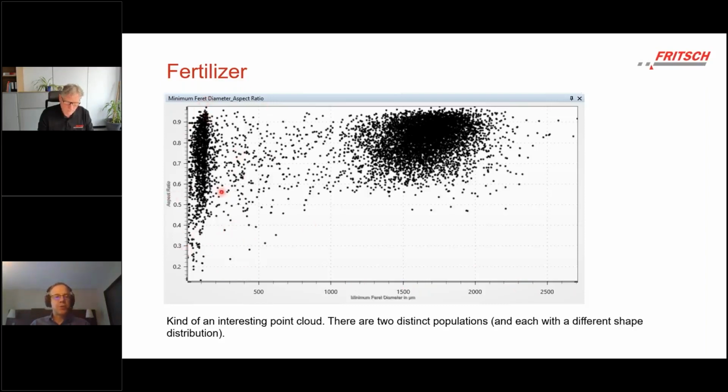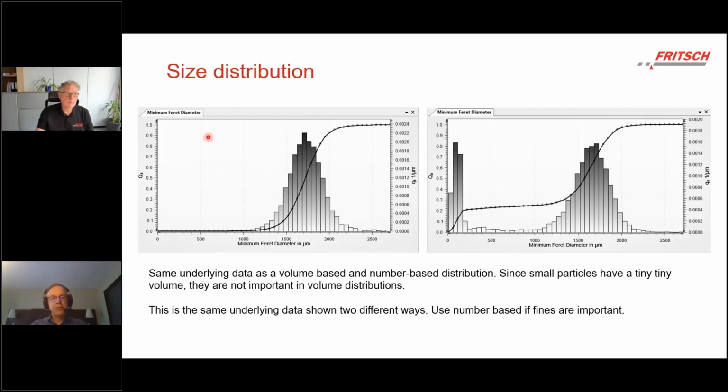So there's a whole bunch of particles down at a fairly small size and a dense bunch of particles out at 1.7 millimeters or so. And so you have two distinct populations. They almost seem to have a distinct shape distribution. And this will come up quite often when you're doing a blending operation, and then you want to make sure things are blended. The blending was correct, and then you'll get to worry about demixing.